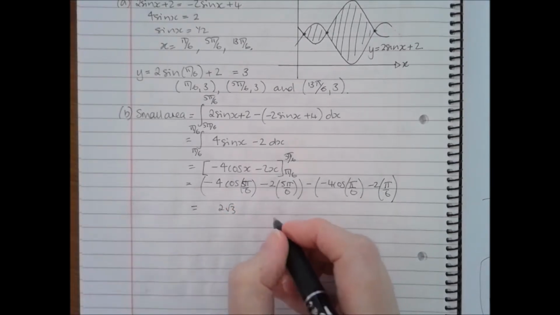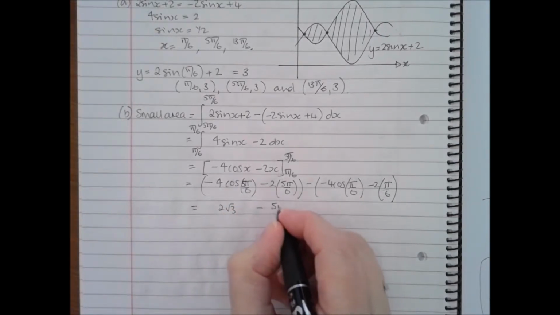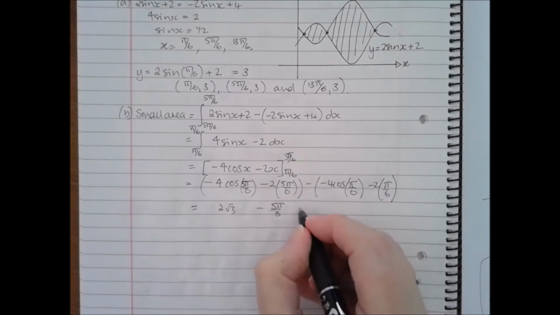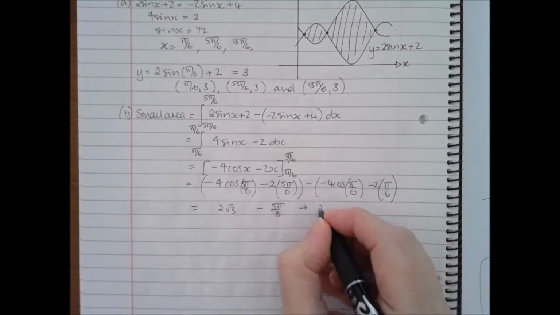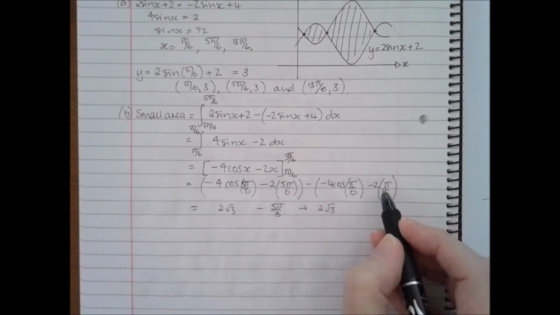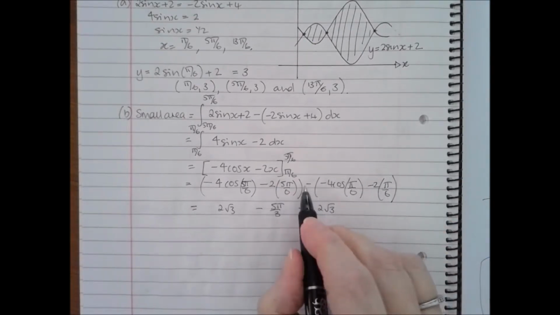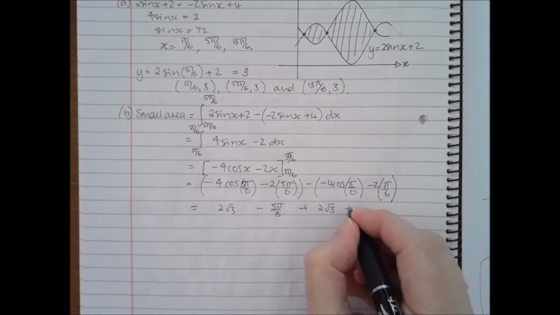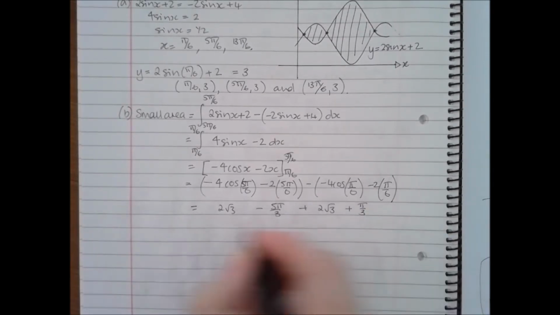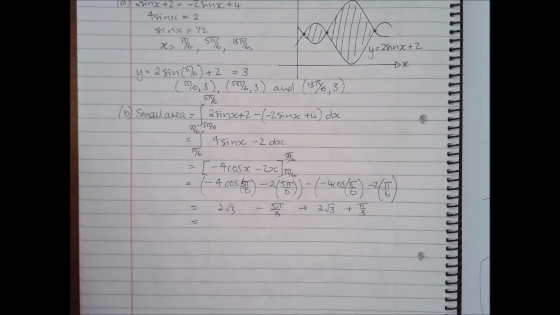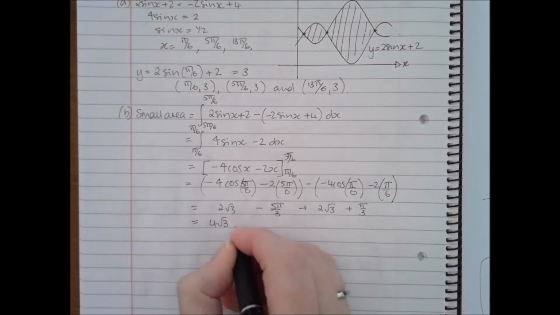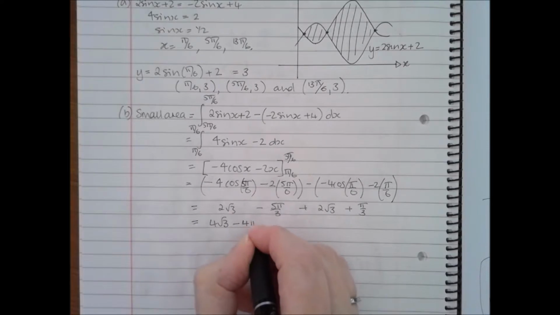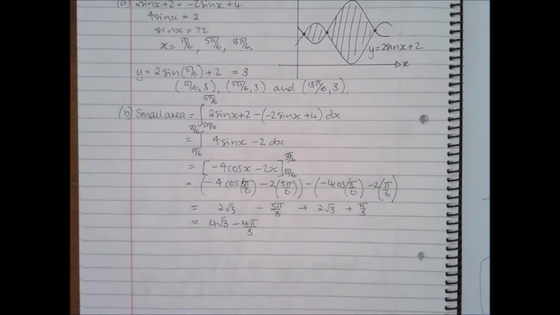This one here is a minus 5 pi by 3. Minus and minus is a plus, and again this is a 2 root 3, and a minus and a minus makes this a plus pi by 3 on the end. So altogether what I end up with is 4 root 3 minus 4 pi by 3.